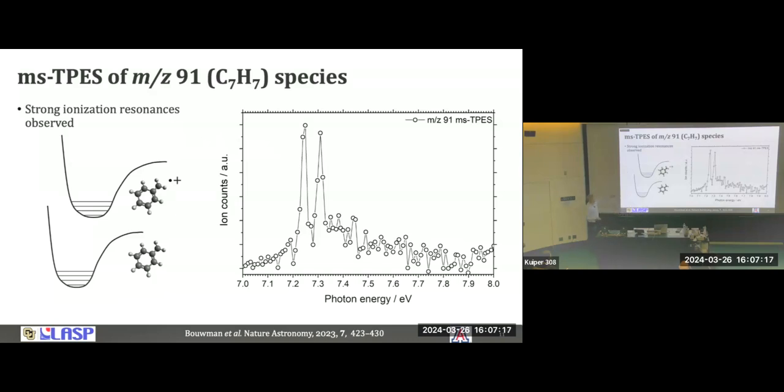So what we did is we just took the structure of, this is a benzyl radical, oh, sorry, there shouldn't be a dot there. There should be just a plus. This is the benzyl radical ion.